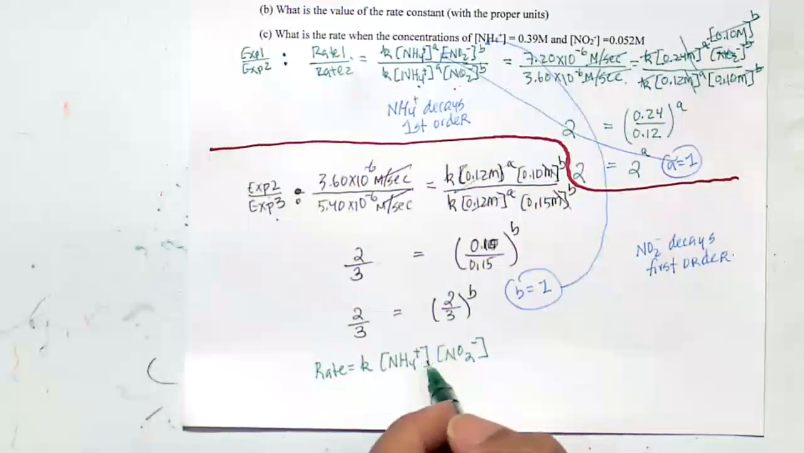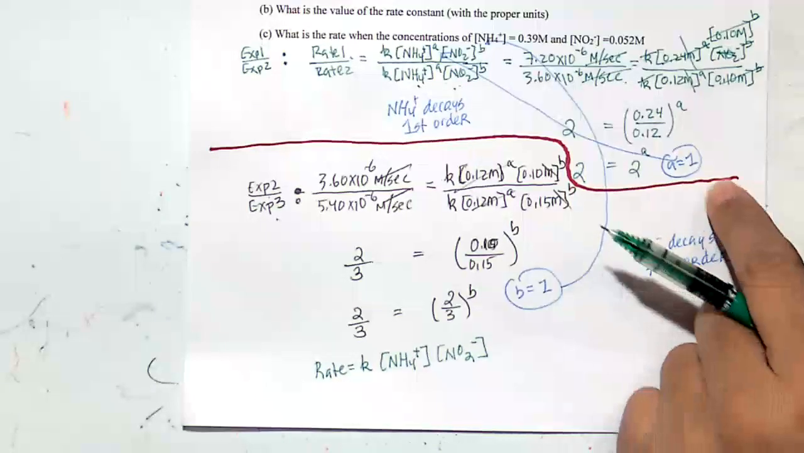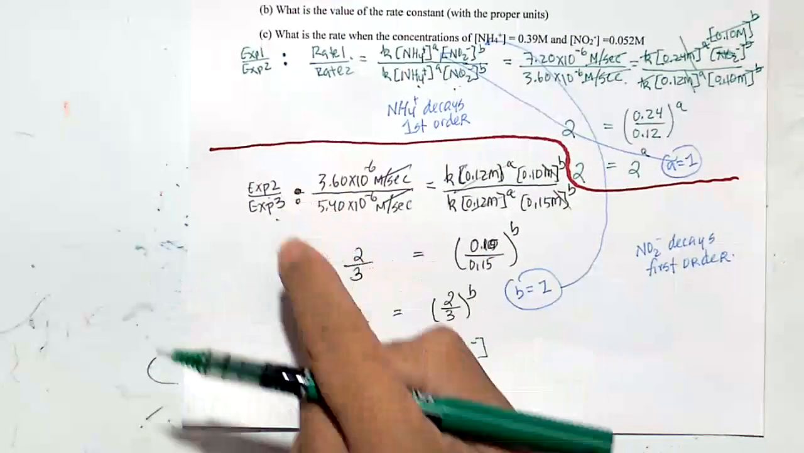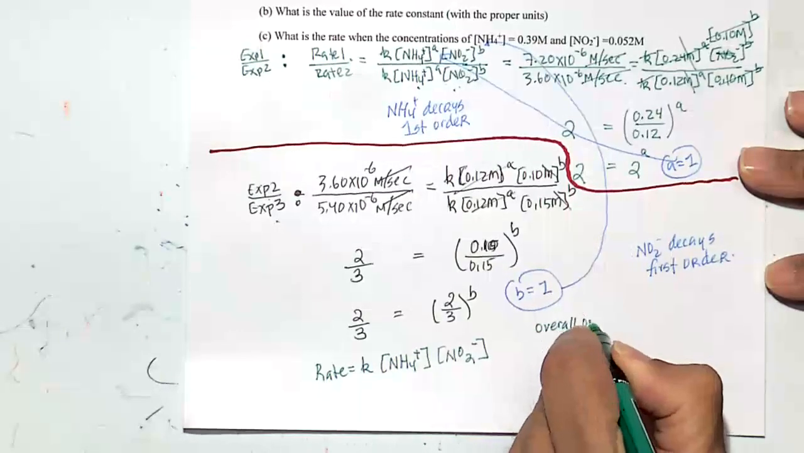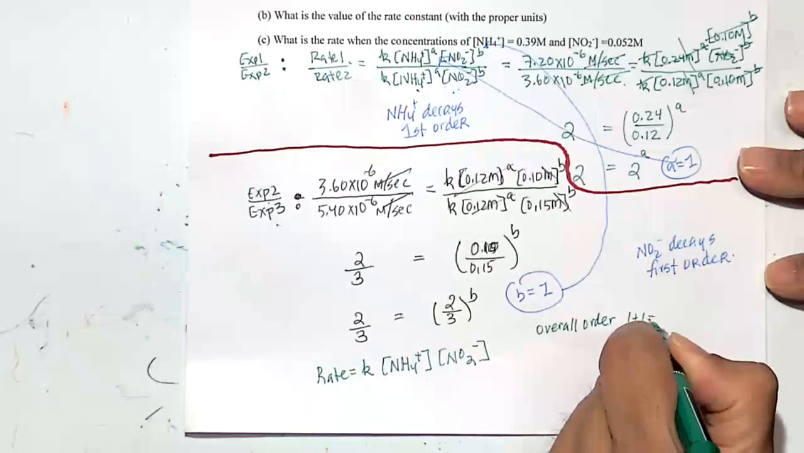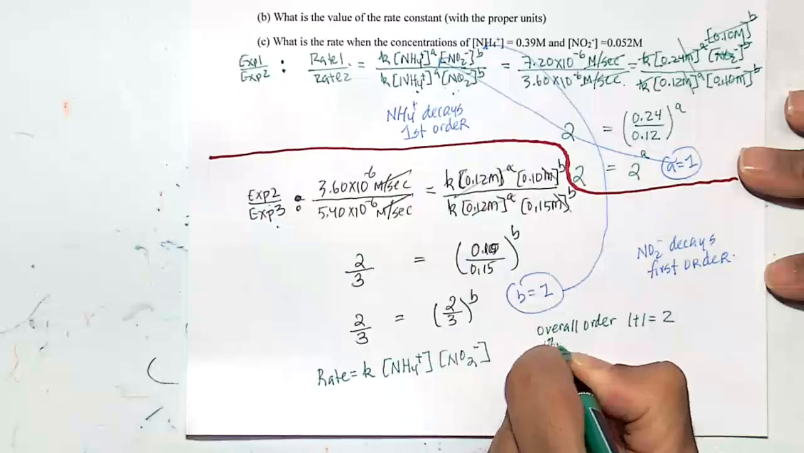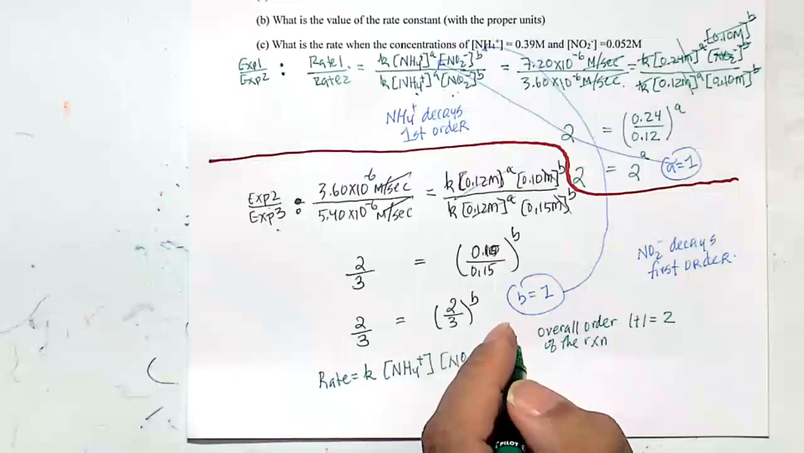All right. So the overall order of the reaction is 2. First order decay for this reactant, first order decay for the second reactant. So the overall order is 1 plus 1 is 2. Just in case you see that, the overall order of the reaction, you add the exponents.